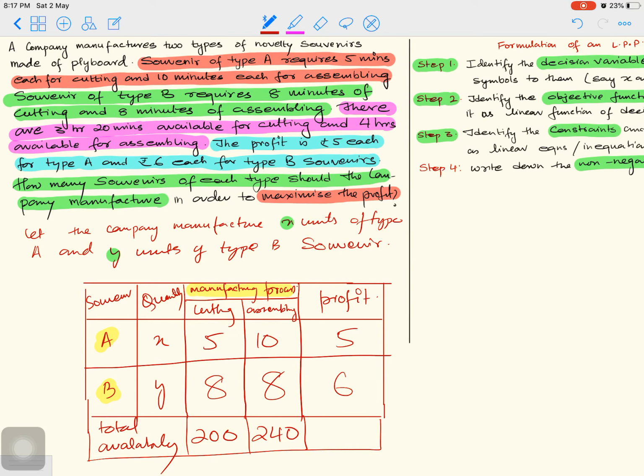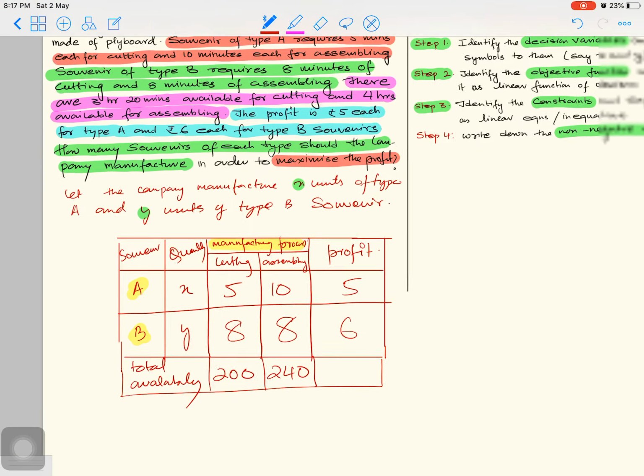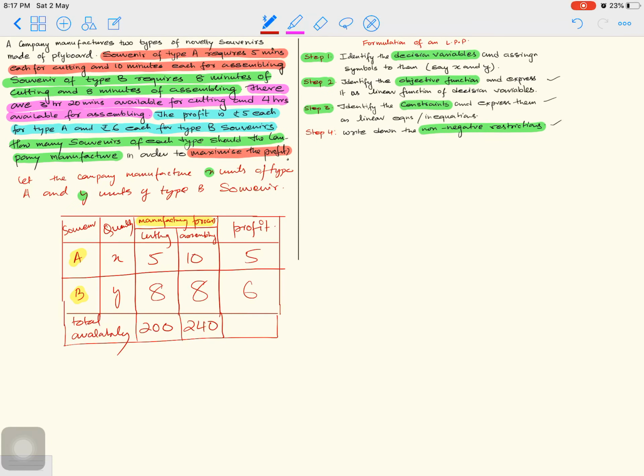Okay, so I have converted the whole sum into minutes. So this is what I have here. This is the table that I was talking about. I have converted the whole sum, which you can see here, into a tabular form. Now this makes doing the sum very, very easy because from the table we can directly frame the LPP.